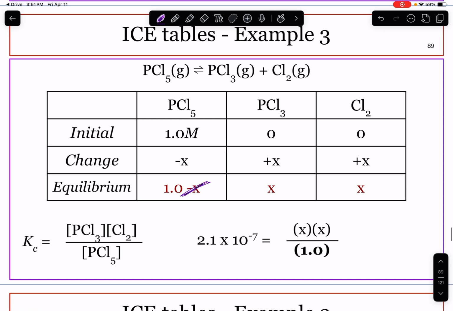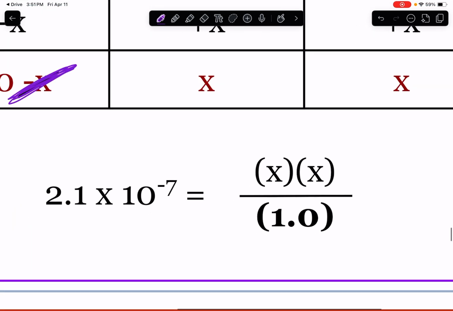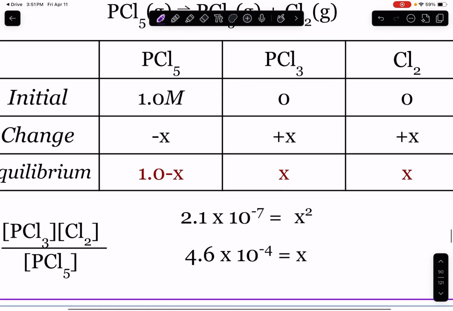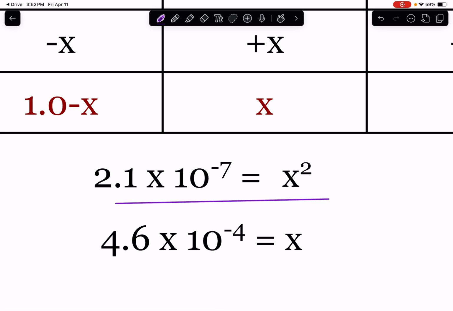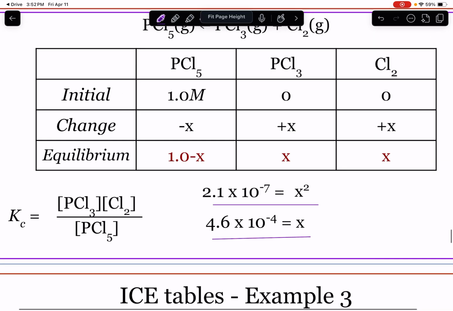If we just take out the x from our denominator, we now have this. 1 minus x is still 1. So let's not complicate the math by trying to put a minus x in the denominator. Now you can see this requires just simple algebra to solve. Multiply 1 on both sides of the equation, and that gives us this. 2.1 times 10 to the negative 7 equals x squared. Take the square root of that value, and you get this. So this is your x value.